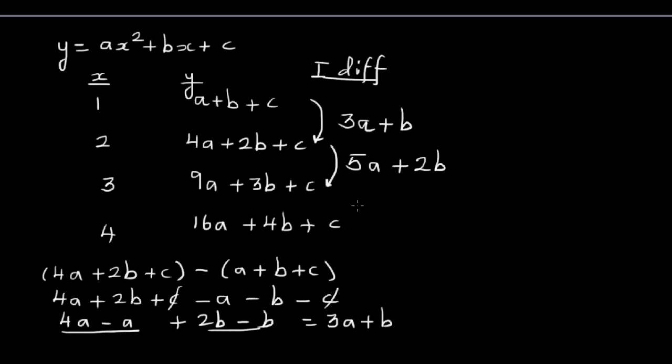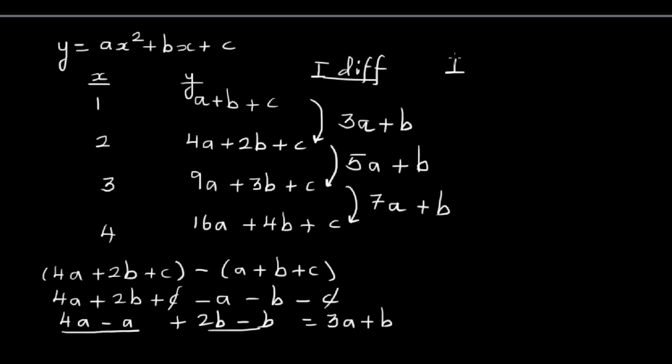Okay, and this is not going to be 2b, this is going to be b. 3b take away 2b is going to be b. And finally, what's this difference? 16a take away 9a is going to be 7a. 4b take away 3b is going to be plus b. And c take away c is going to get cancelled.